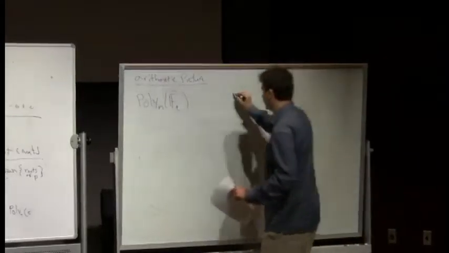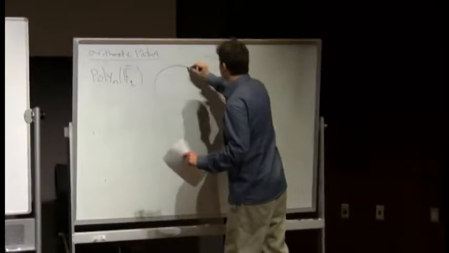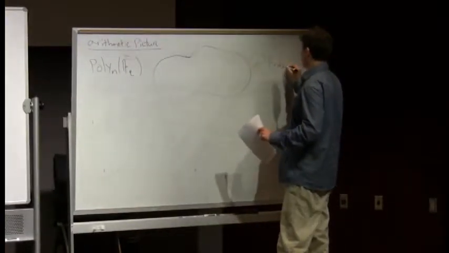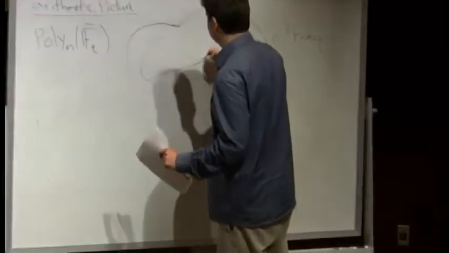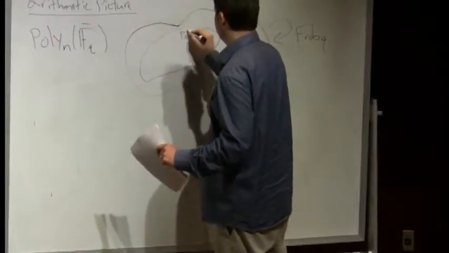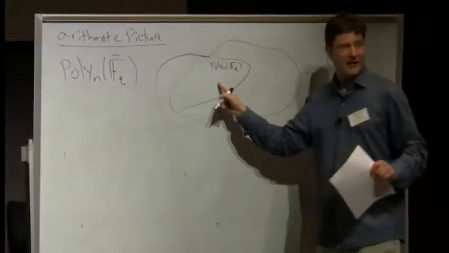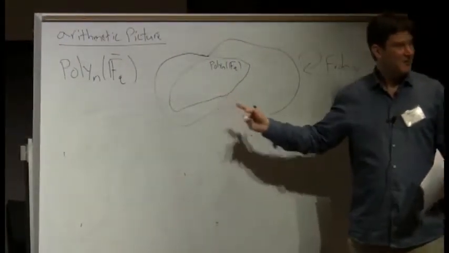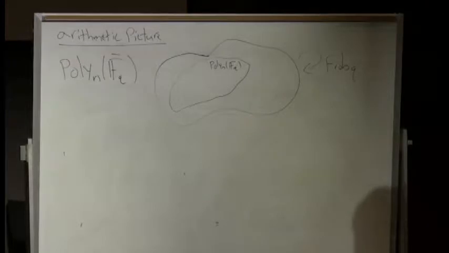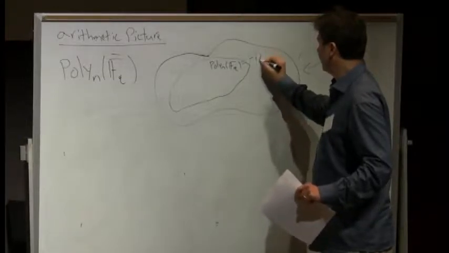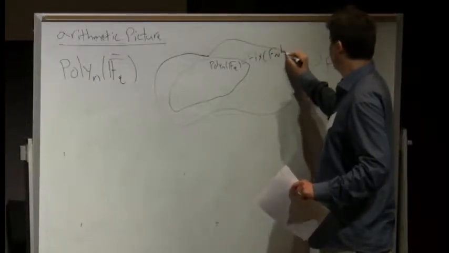Poly n of Fq. Frobenius is acting. Sitting in there is the fixed set of Frobenius. That's called the degree n polynomials over Fq. That's what we computed last time, right? We found the fixed set of Frobenius. This is equal to the fixed set of Frobenius.